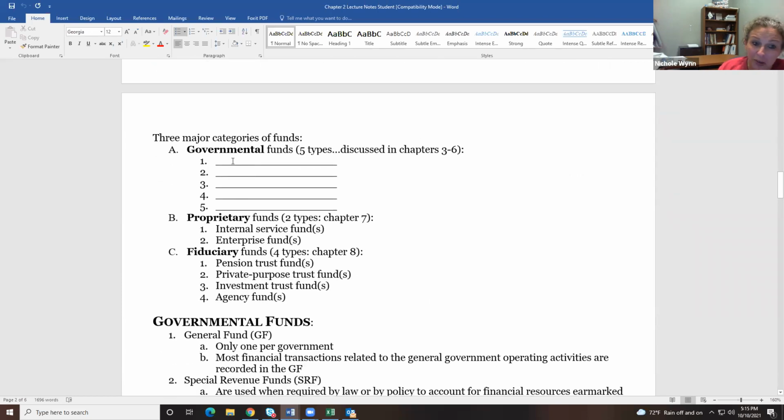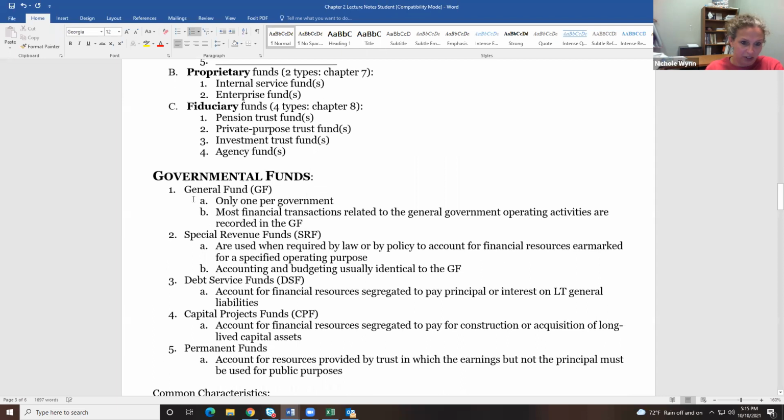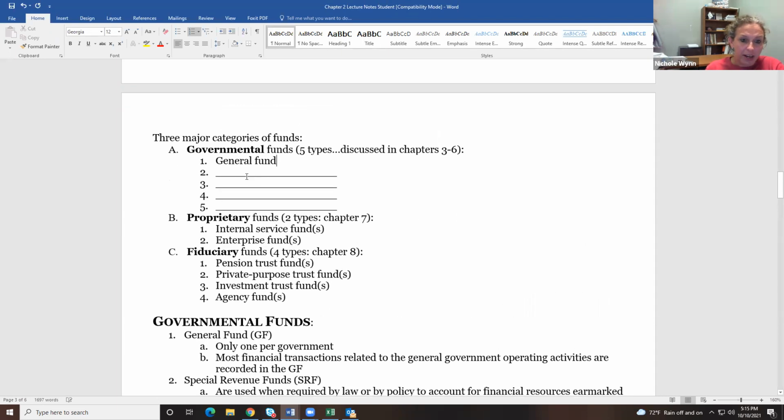So let's go ahead and identify our funds. And so there are 5 governmental funds, and we're going to talk about those in chapters 3 through 6. And then chapter 7 covers proprietary, and chapter 8 covers fiduciary. So the first governmental fund is the general fund. So there, we'll talk about the general fund down here. See, there's all of them. Okay. So the next one will be special revenue funds. Okay, so a special revenue fund, I'll just talk about all of them down below.